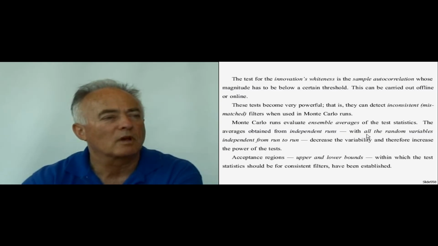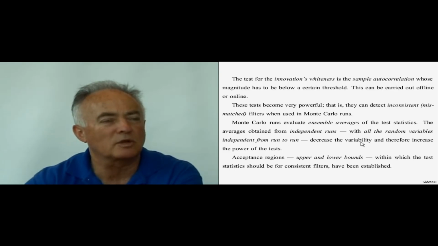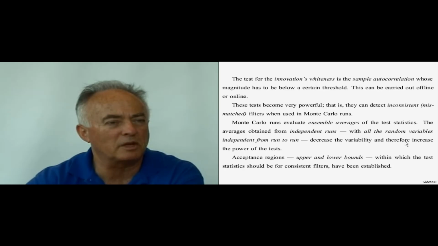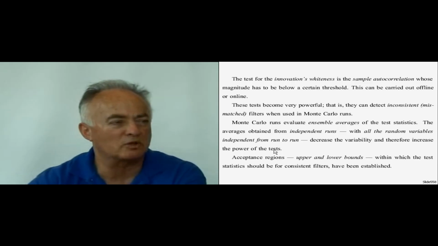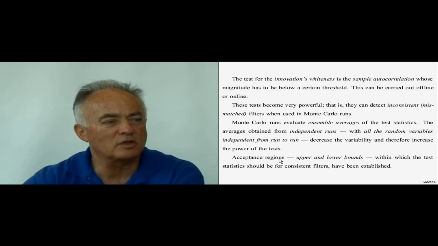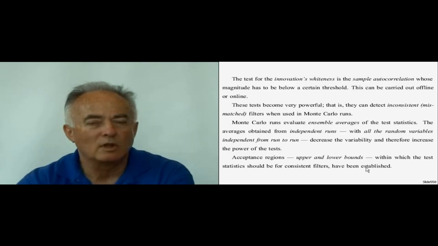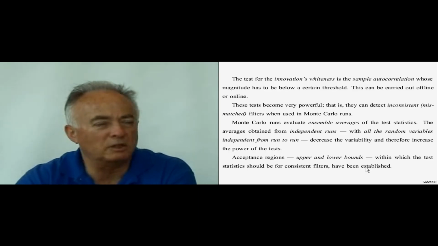So, what this does, with all these random variables independent from run to run, is provide a significant decrease in the variability and therefore increase the power of the test. The more independent random variables you have, obviously, the more powerful the test, the easier it will be for the test to detect a mismatch. The acceptance regions, defined by upper and lower bounds within which the test statistics should be, have been established. Some are based on the chi-square, some are based on the normal distribution.